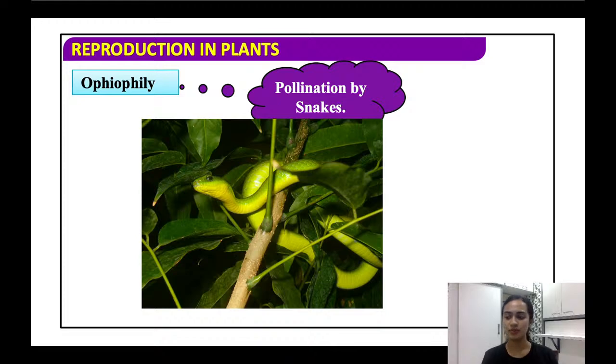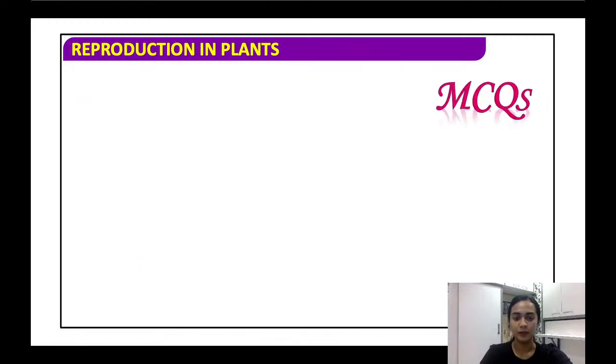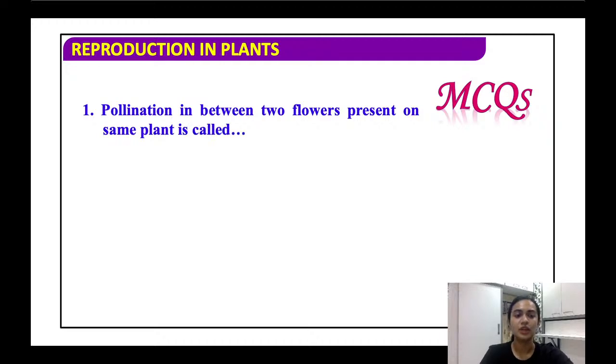So you need to remember all these terms, the names followed by what are the agents. The examples of the plants are not important in these cases. The only thing you need to remember is what type of pollination is associated with what type of zoophily or what type of animal. And the most common one is the honeybee. Let us see a few questions related to this.